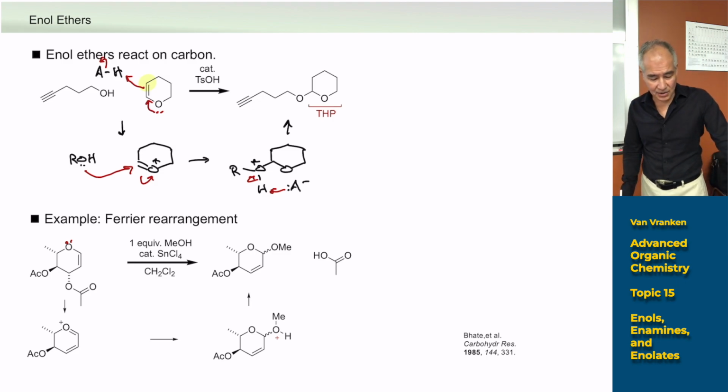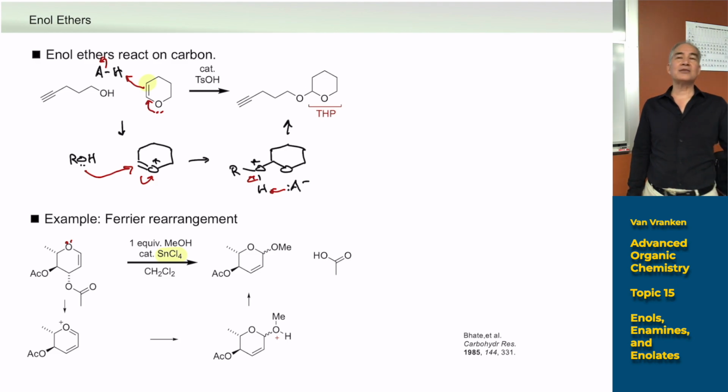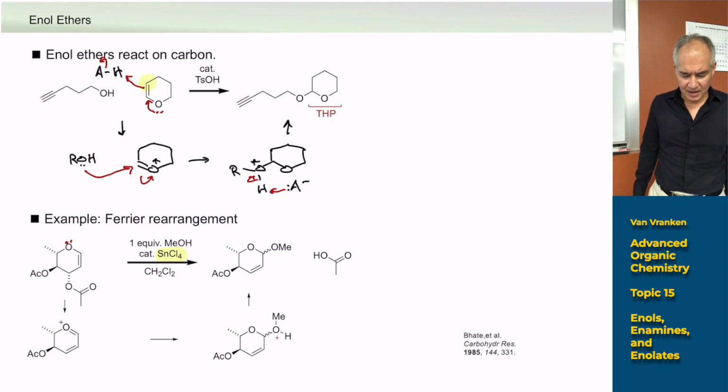So in this reaction, they've added a Lewis acid catalyst to this. Stannic tetrachloride is a Lewis acid. It loves oxygen. So you notice they didn't run this reaction in methanol as the solvent. They're just using one equivalent of methanol. And if you put methanol in with stannic tetrachloride, the methanol will add to the tin.